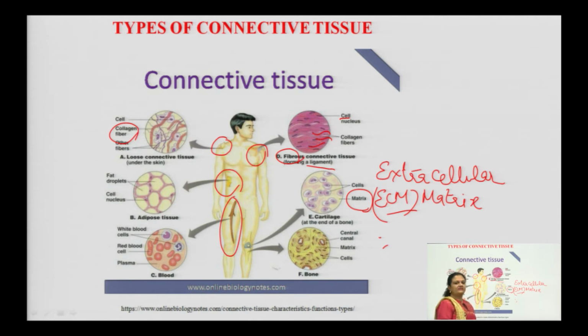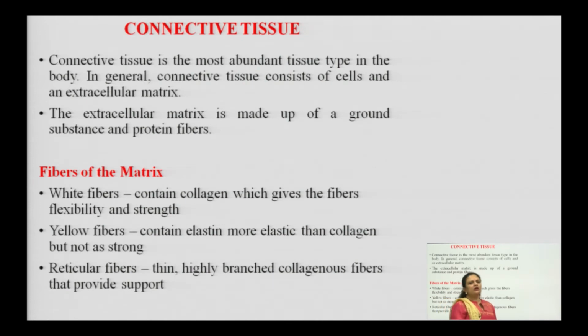Now, coming to the sixth one, bone connective tissue. See the diagram, bone connective tissue you will find in the skeletal system throughout, where the bones are located in our whole body. See the diagram, the central canal you will see, this is the central canal unit. Again here you will find the ECM, extracellular matrix, and the normal cells which join and form this bone connective tissue.